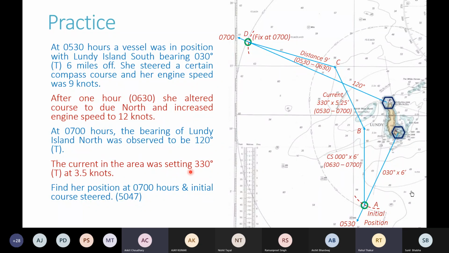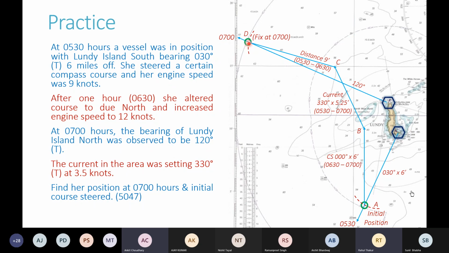So we have obtained what was required in the question. Find her position at 0700 hours and the initial course steered. Both the items have been obtained. Now, once this much is done, one important thing to remember here is that this track which we are seeing on our plot, starting from A, that is my initial position, going to B, then B to C, and C to D, is not the actual track followed by the ship.